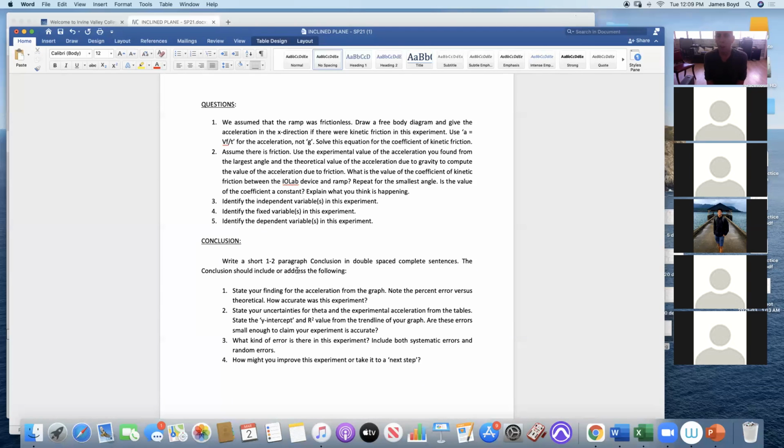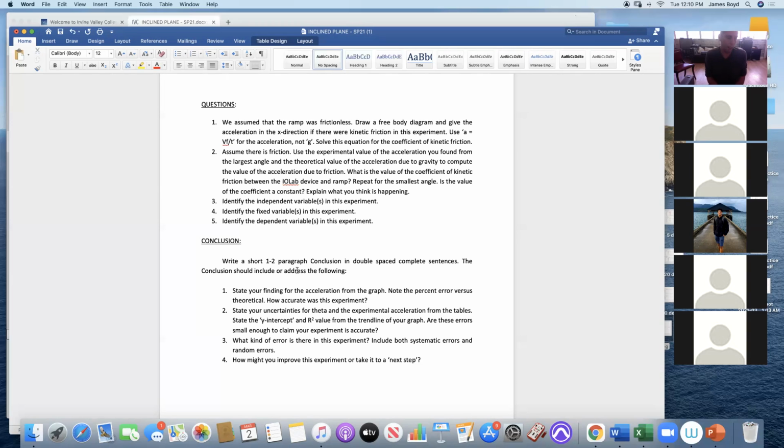What kind of errors were there? Air resistance, friction with the surface, friction in the wheels, lag in the experiment, meaning that the data transferring to my computer might have had some lag, so the timing might have been a little off. There is human error. Let's not talk about that. But which of those is systematic, which is random?